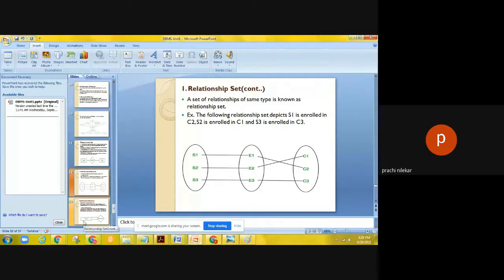Okay, are you clear with the concept of the relationship set, why it's required? Yes, ma'am. Okay, thank you.